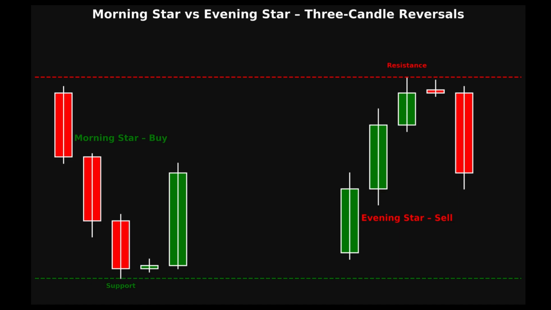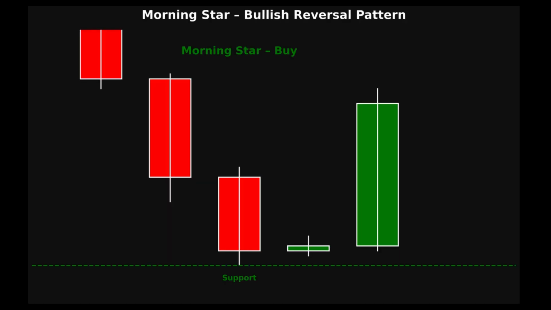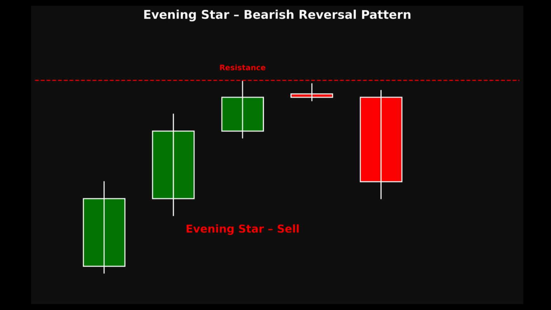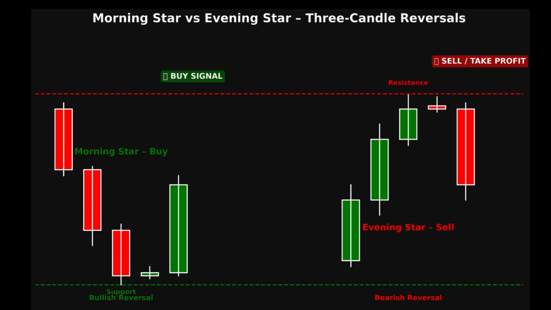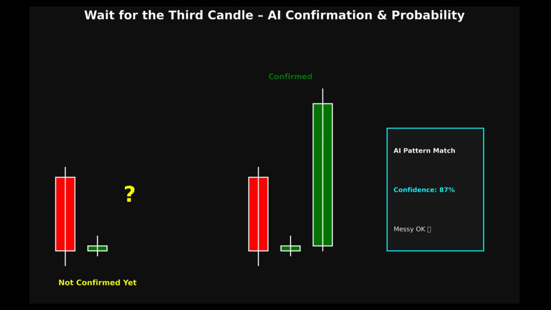Finally, the morning star and evening star. 3 candle reversals. Morning star, strong red, small indecision, strong green. Evening star, the opposite. For open positions, they can signal taking profits or reversing. For new positions, wait for that third candle to close strong. AI detects even messy variations and still gives a probability score.